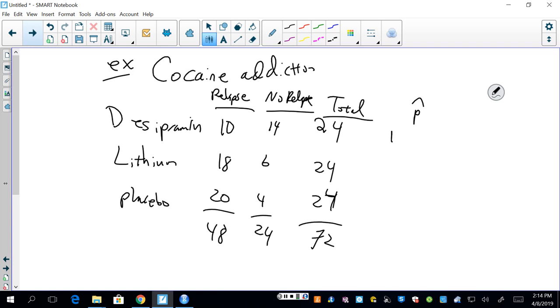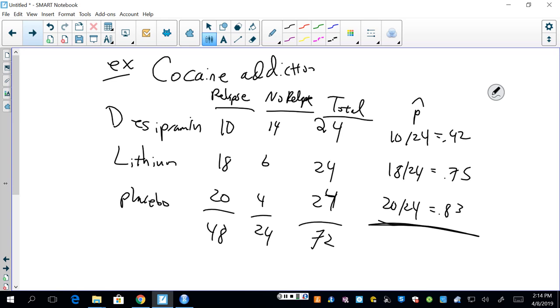So it's 10 out of 24. What do I record? Or 42% relapse here. 18 out of 24 is 75% relapse. 20 out of 24 is 0.83, or 83% relapse. We also need the overall one. That will be useful for thinking about proportions. So 48 out of 72 is 0.67.